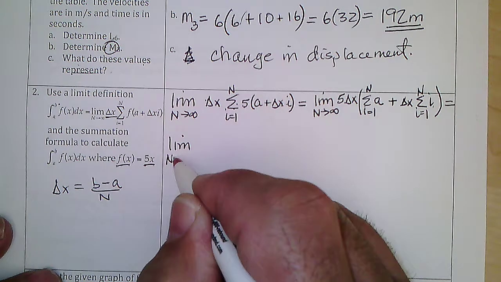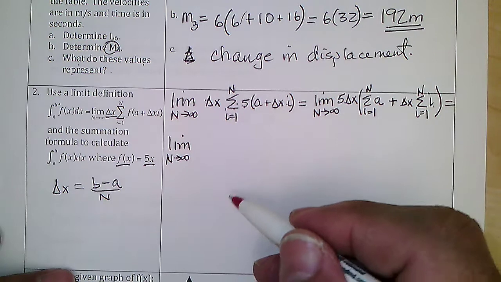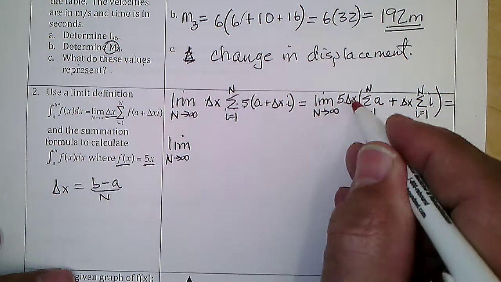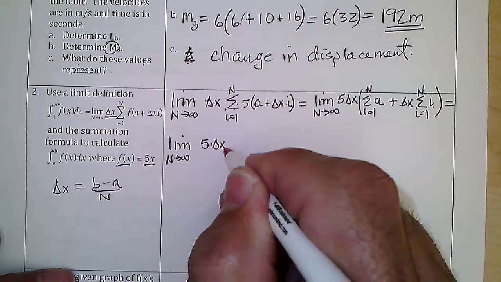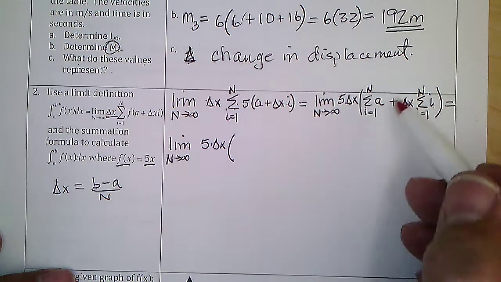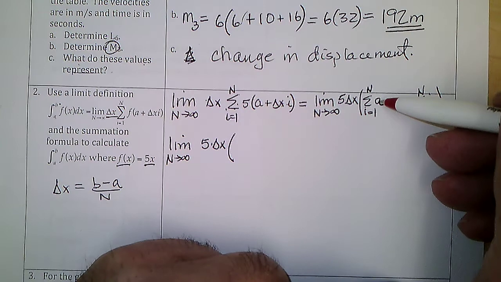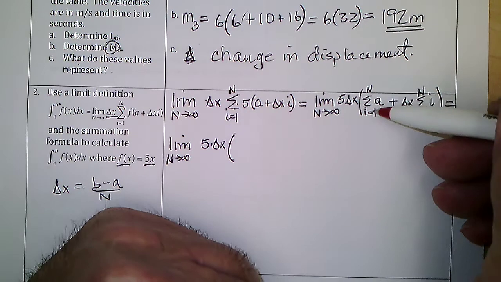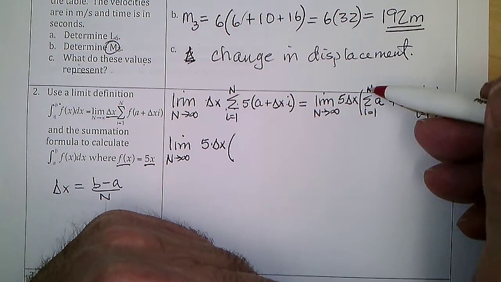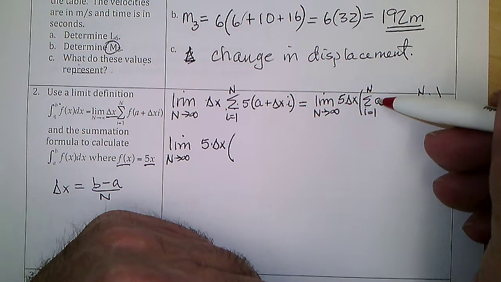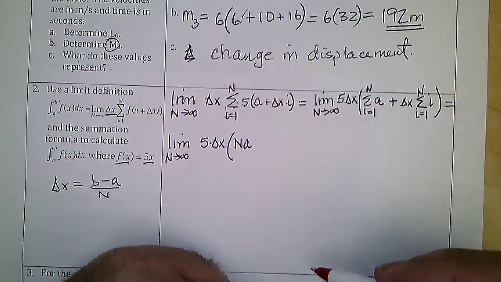the limit as n approaches infinity of 5 delta x, 5 times whatever the change in x is, times, this says, when i is 1, we get an a. When i is 2, we get an a. And when i is 3, we get an a. In fact, for each number between 1 and n, we get an a. So we get n number of a's.